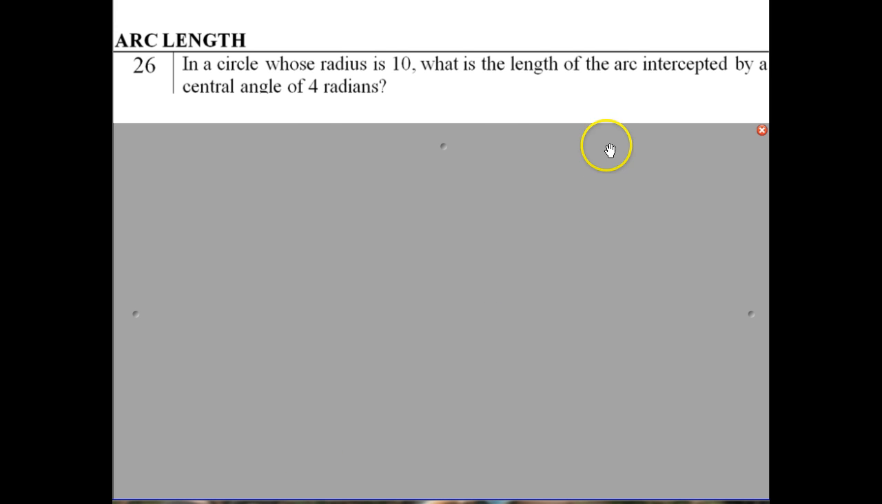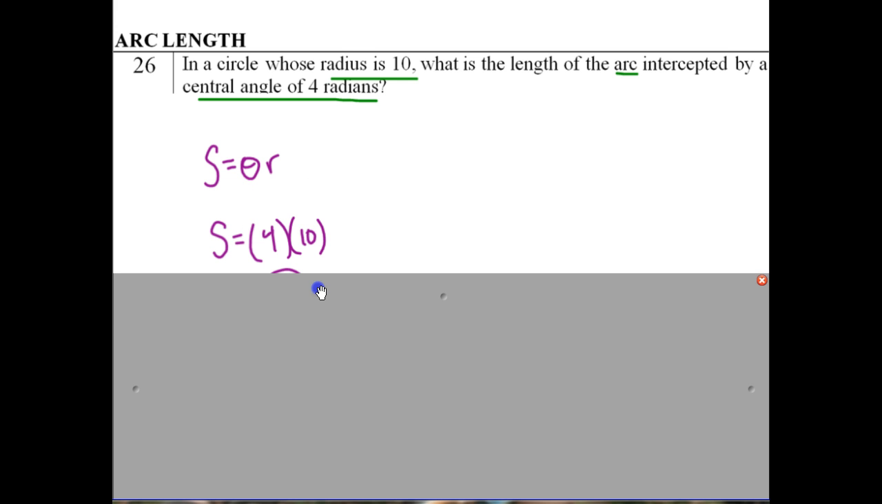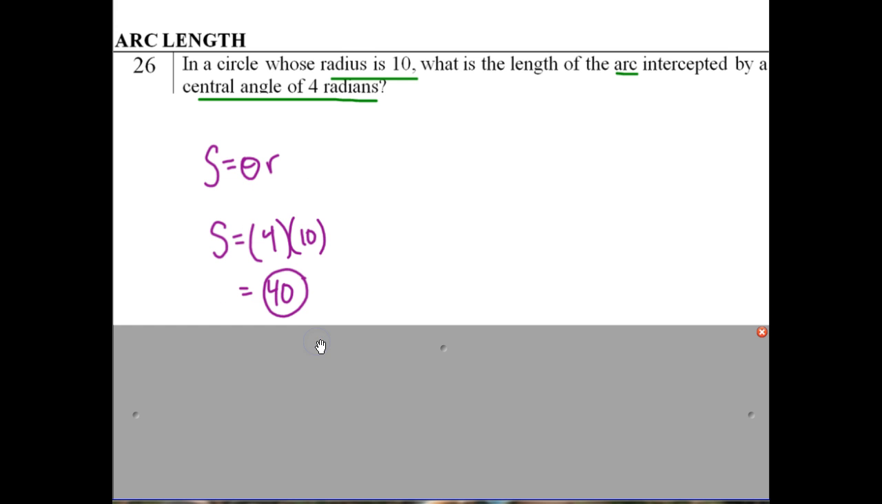Okay, the key phrase in here is arc. So if you see that phrase, you know you're going to want to use your arc length, S equals theta r. So pick out the relevant information, hopefully identify that there's a radius of 10, central angle of 4 radians. Central angle has to be measured in radians. Fortunately it is here. It's an easy substitution, just 4 times 10, we've got 40. You should think about what units to put on there, but there are no units on this because the radius is unitless.